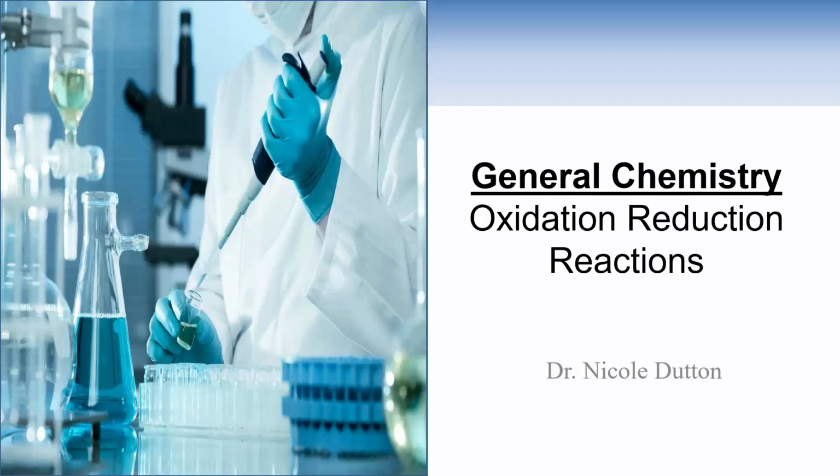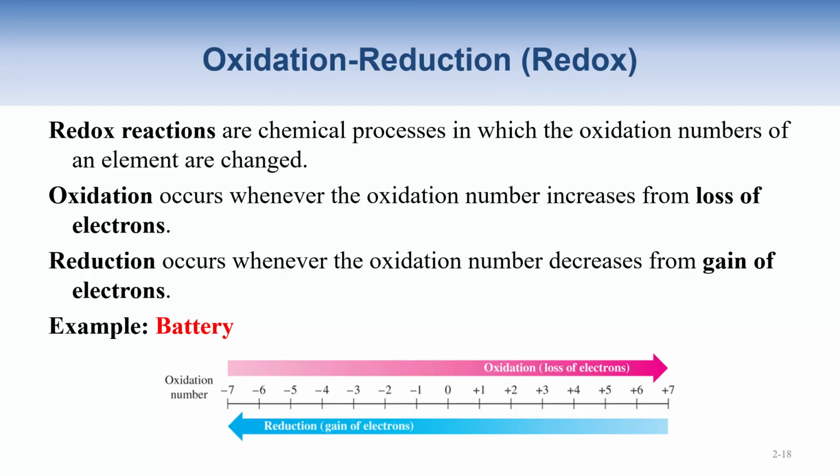Oxidation-reduction reactions. Oxidation-reduction reactions are also called redox reactions. They're chemical processes in which the oxidation numbers of an element are changed within the reaction. Oxidation occurs whenever the oxidation number increases from a loss of electrons. Reduction occurs whenever the oxidation number decreases from a gain of electrons.